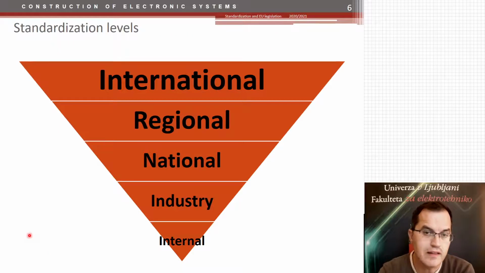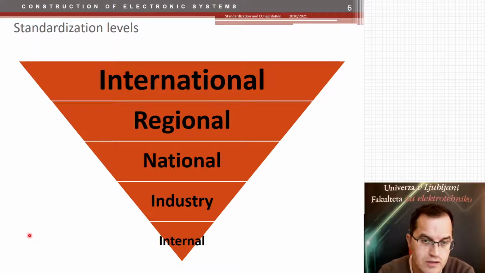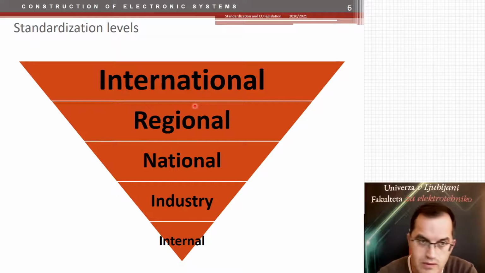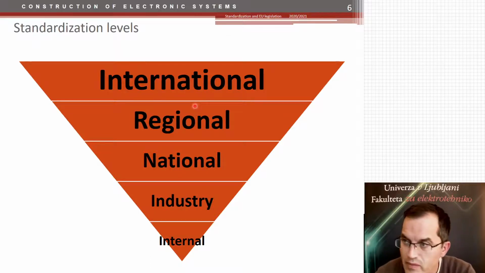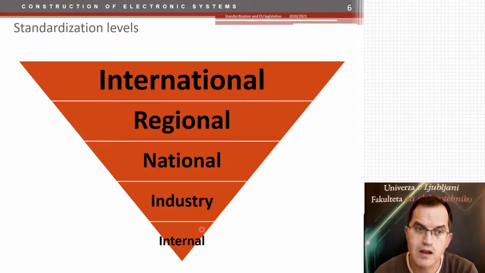Now about the levels. The standardization goes from international to regional, national, down to industry and internal. So what does it mean? International standards are worldwide. Regionals are for Europe, America, Asia, for example, or Australia and so on. National standards are for each country, Slovenian, German, whatever. Industry standards are within some industry field, like, for example, automotive standards, medical standards. And internal are internal standards in a company.